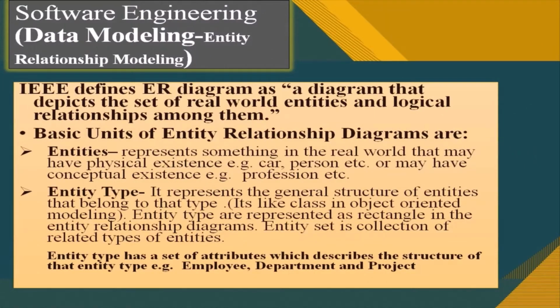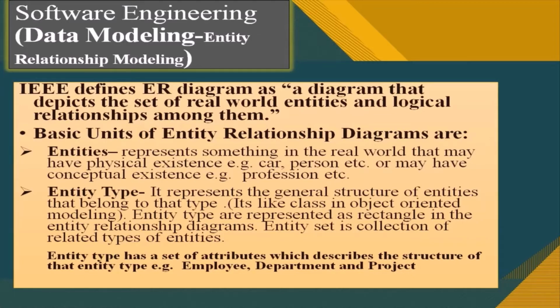IEEE defines an ER diagram as a diagram that depicts the set of real-world entities and logical relationships among them. The basic units of entity relationship diagrams are entities. Entities represent something in the real world that may have physical existence, for example, car, person, etc., or may have conceptual existence, like profession.